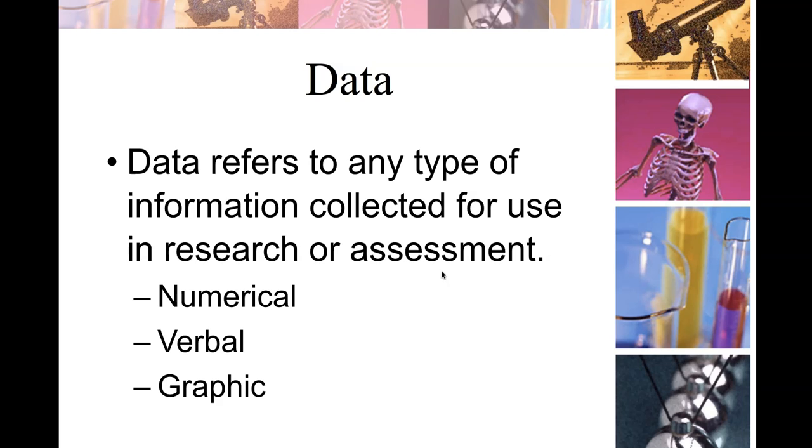And we'll be talking a lot today about different types of data and then how to present that data, just the sort of the raw data, the raw numbers. Data refers to any type of information collected for use in research or assessment. It can be numerical, verbal, or graphic. We're going to be talking about the numerical data today. So we're going to be talking about quantitative data. Really, for most of the rest of the course, we'll be talking about quantitative numerical data.